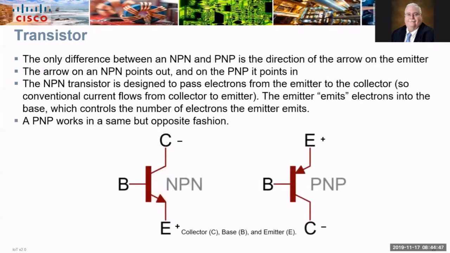There are 2 types of transistors available, the NPN and the PNP. The only difference between an NPN and PNP is the direction of the arrow on the emitter. The arrow on an NPN points out, and on the PNP it points in. We will use the PNP transistor in our labs.